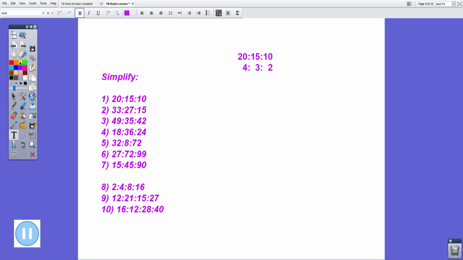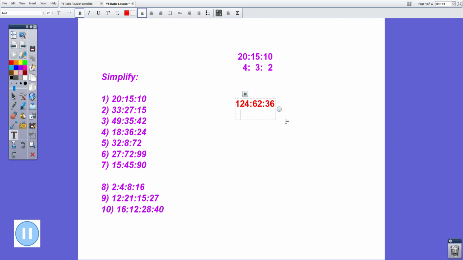Sometimes we might get a tricky set of numbers. We might get something like 124 to 62 to, let's say, 36. Okay, it may not be immediately obvious what is the largest common factor of those 3 numbers. However, since all 3 are even, we can immediately see that all 3 will divide by 2.